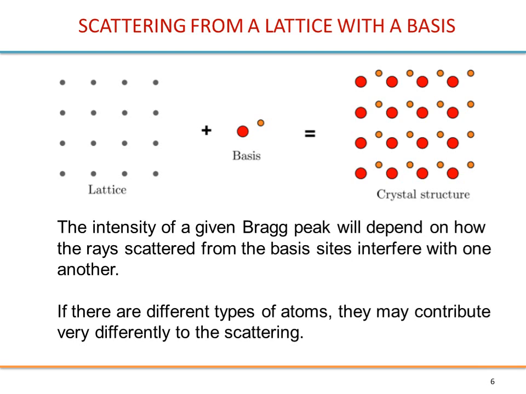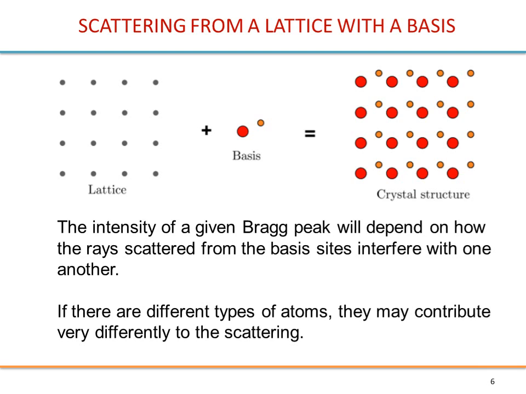Alright, so now let's see, we have so far not discussed the basis. So we can simplify the formula we have obtained by going further in the analysis. So remember that the crystal is a lattice plus a basis. And it turns out that the intensity of a given Bragg peak will depend on how the rays are scattered from the different atoms in the basis.